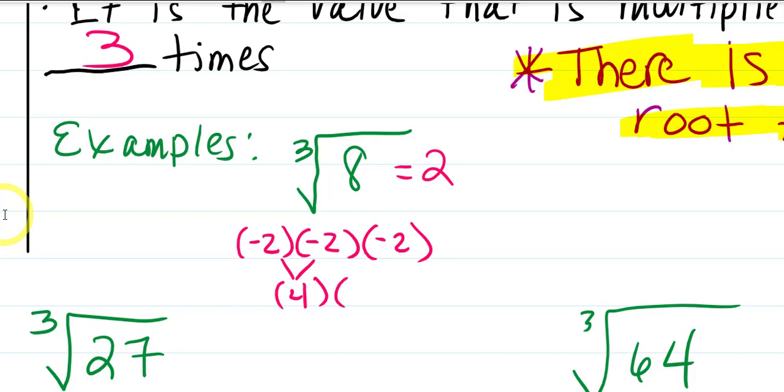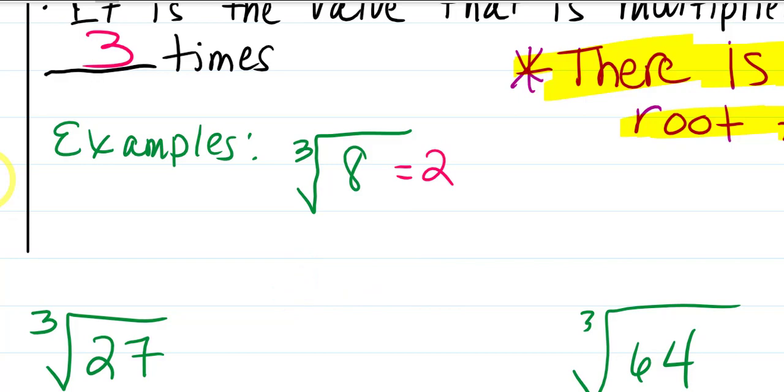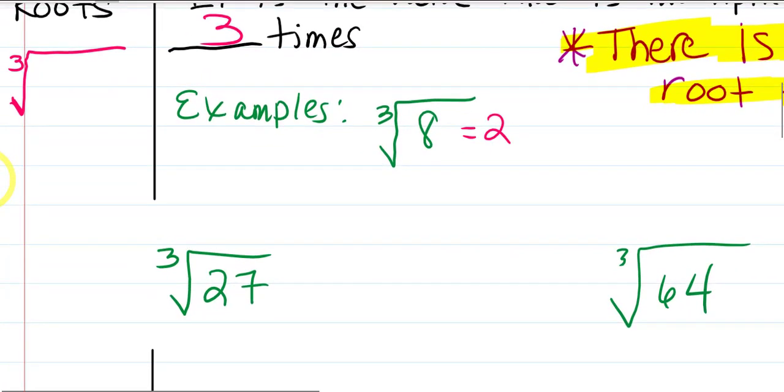And I multiply that times a negative 2 that's left here. That's going to equal negative 8. That is not the same thing as the cubed root of a positive 8. So this will only have 1 positive answer. It will not have 2 roots, just 1 cubed root.